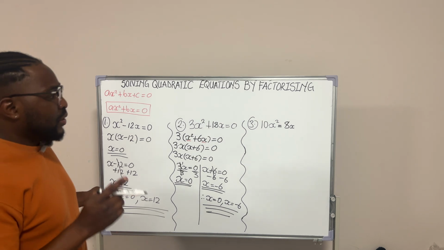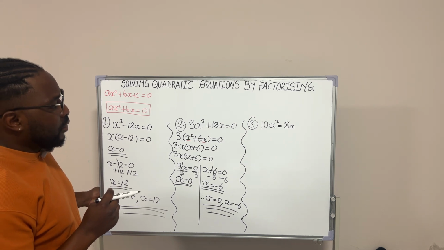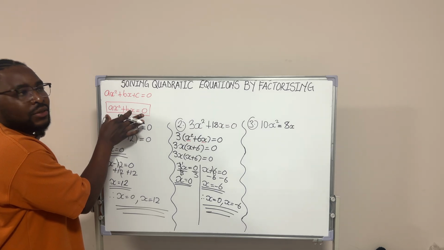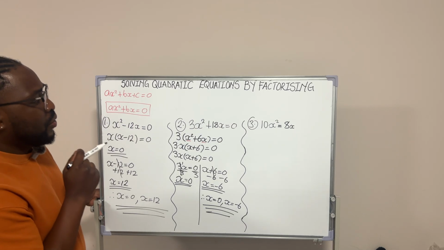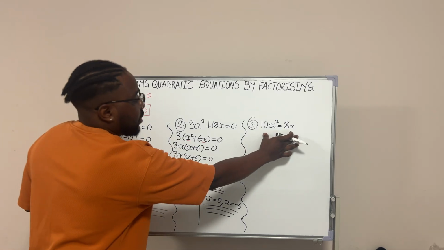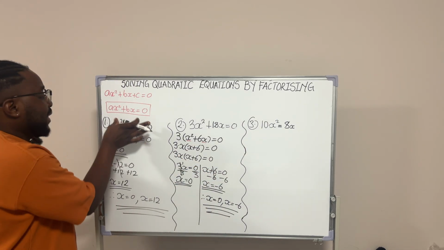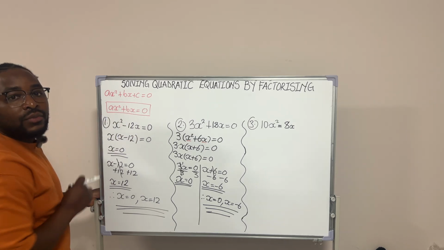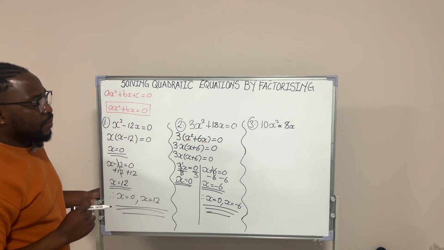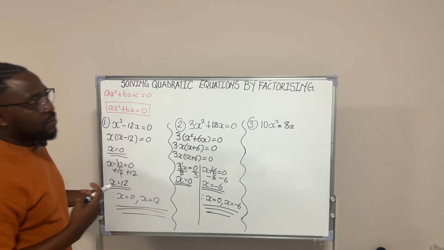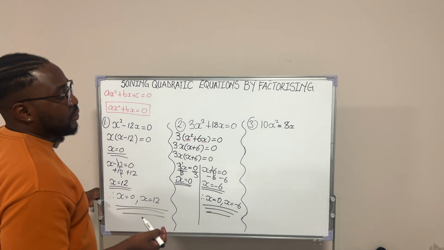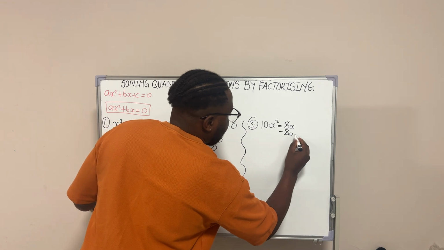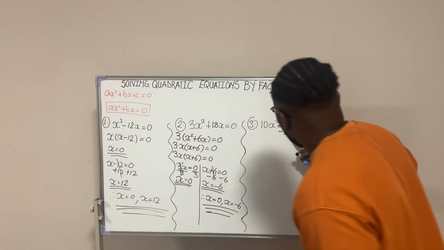Now, if you look at our third question, it's not in this form. So what are we going to do? We have to rearrange this equation to be in this form. The standard form of a two-term quadratic equation. And how do we do that? We simply subtract 8x from both sides of our equation. So let's do that. Subtract 8x from both sides of our equation.